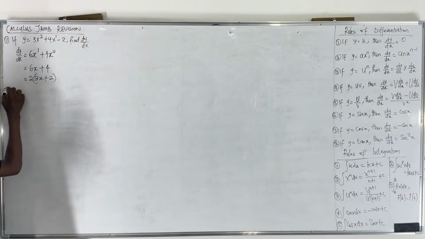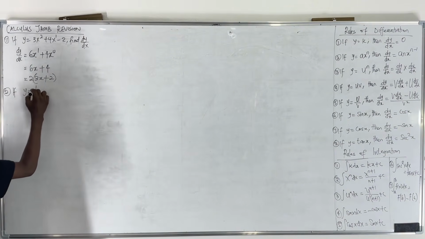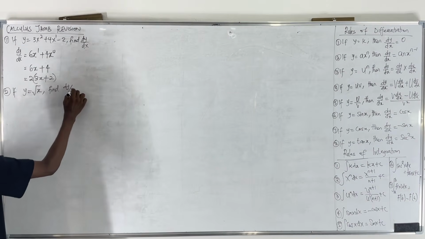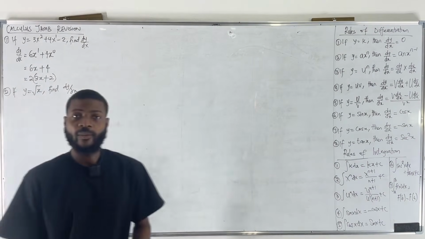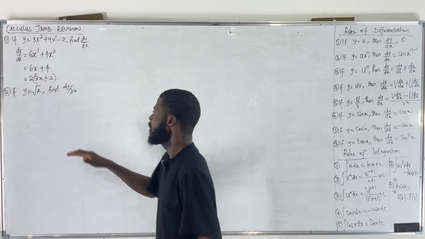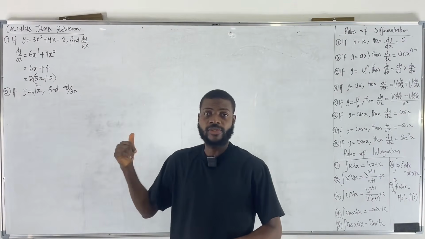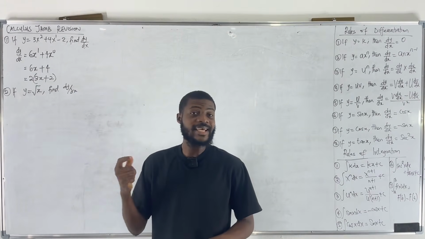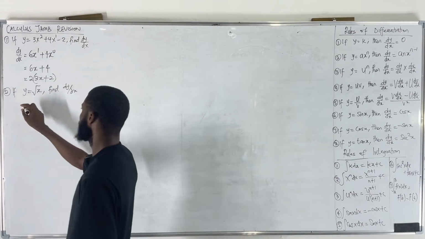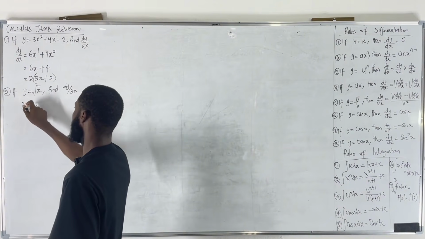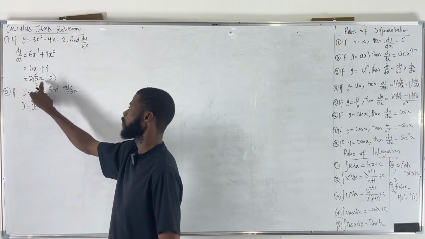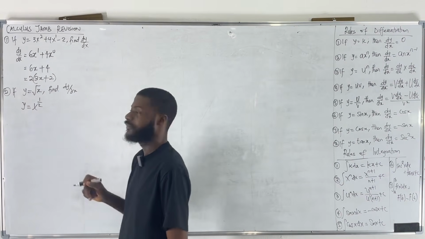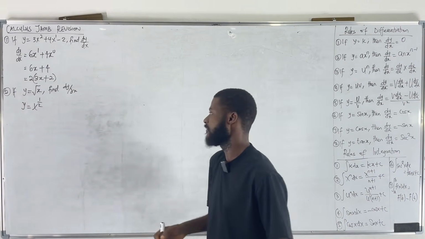Next one, number 2. If y is the square root of x, you have to find dy dx. So this is the second problem. We're just doing differentiation. Now, each time you have an equation like this, what you're going to do is to try to make sure that the x has a power. So in this case, this will be y equal x. Now, this very square root you see, in indices, it means that the power is a half. That's what it means, that the power is a half.